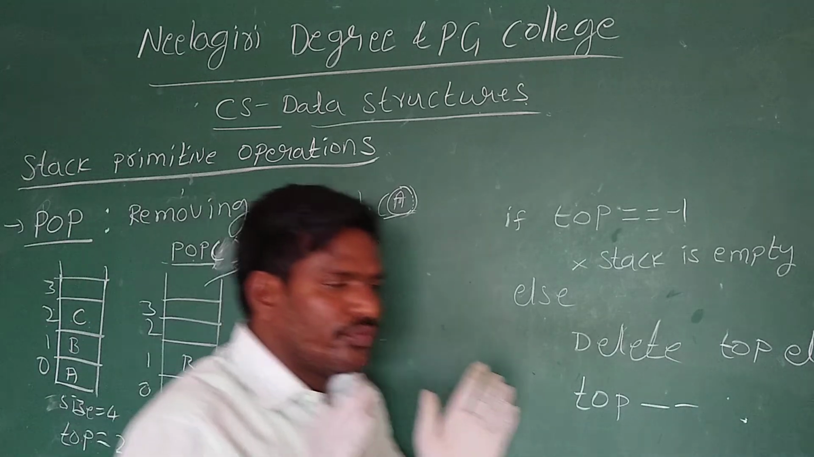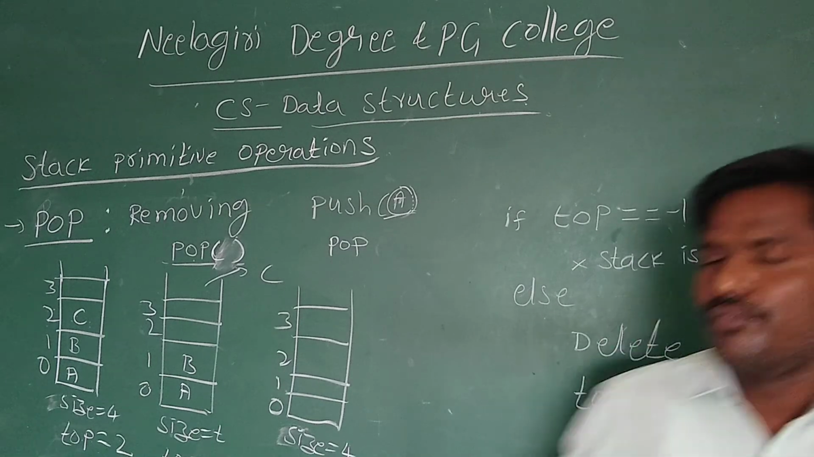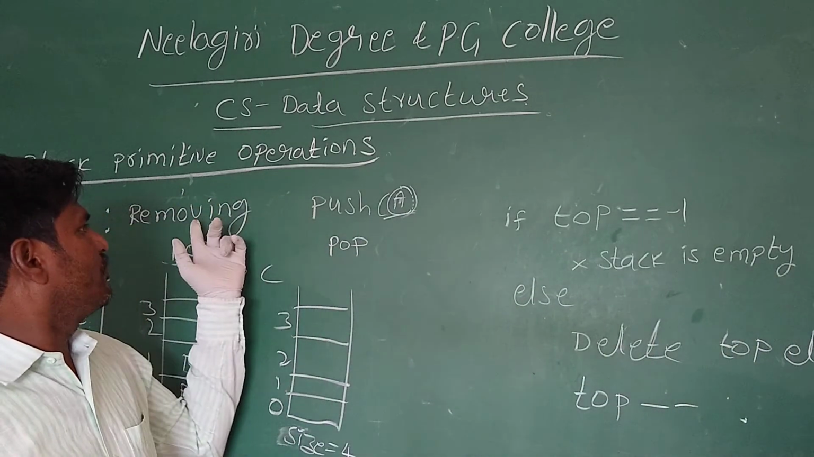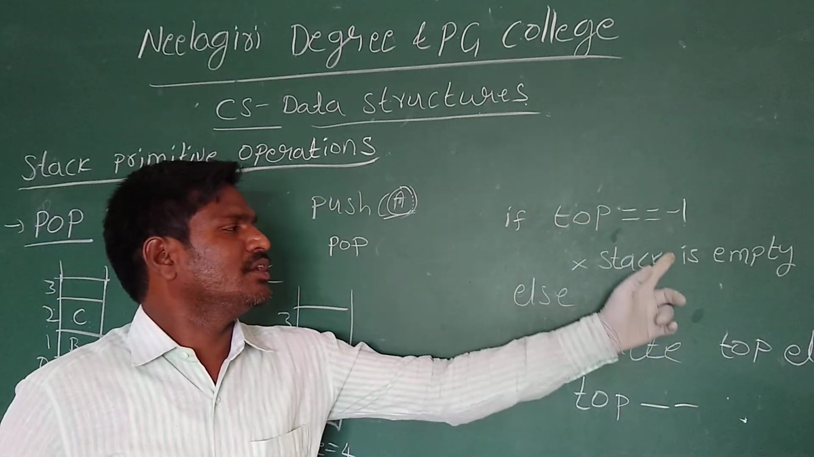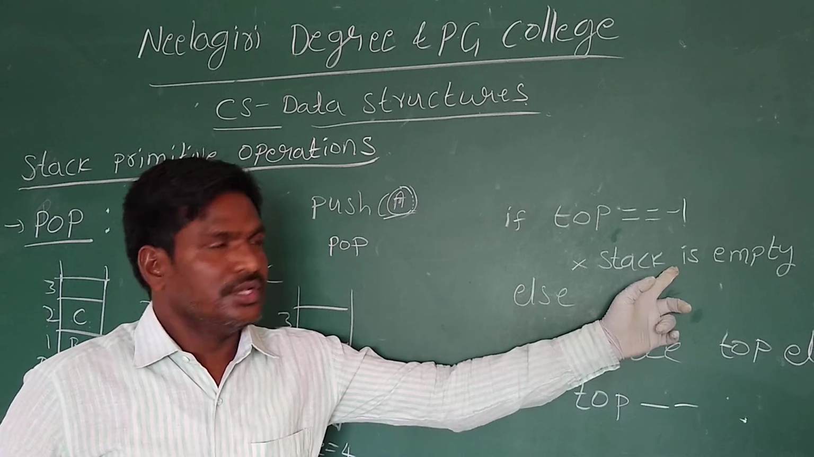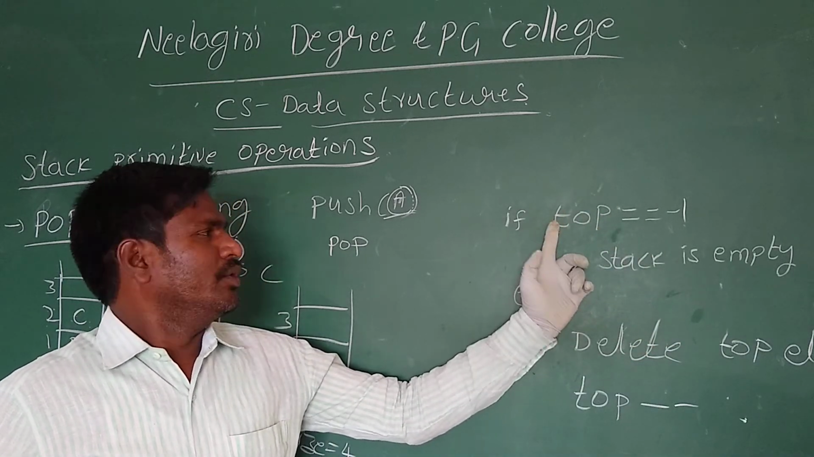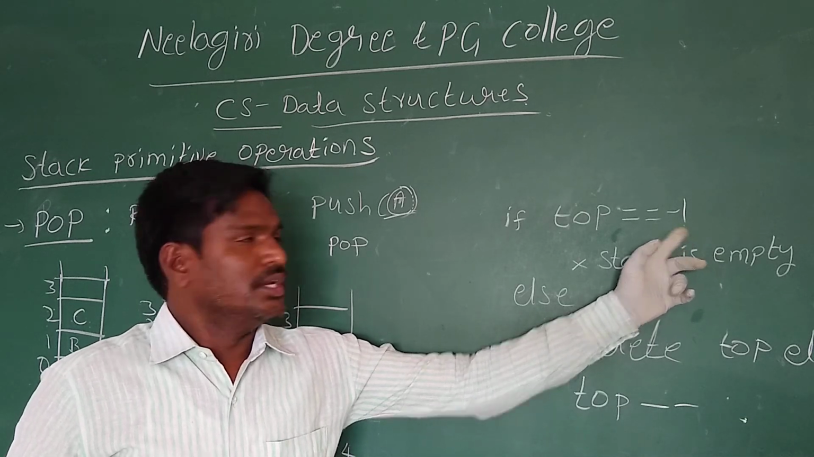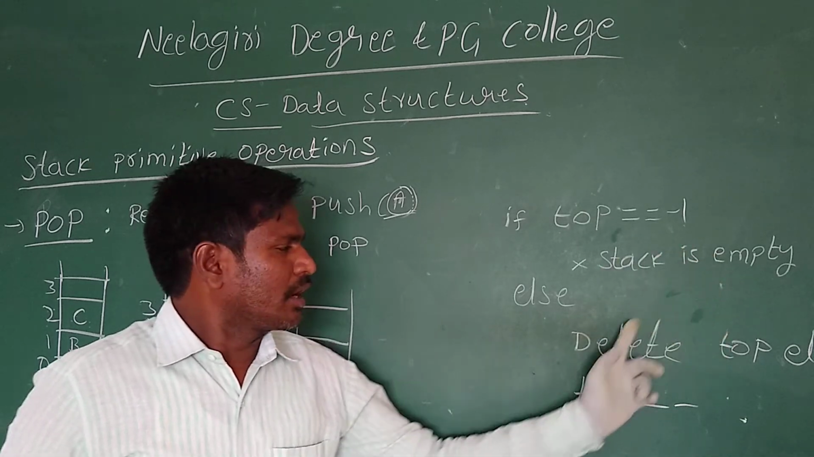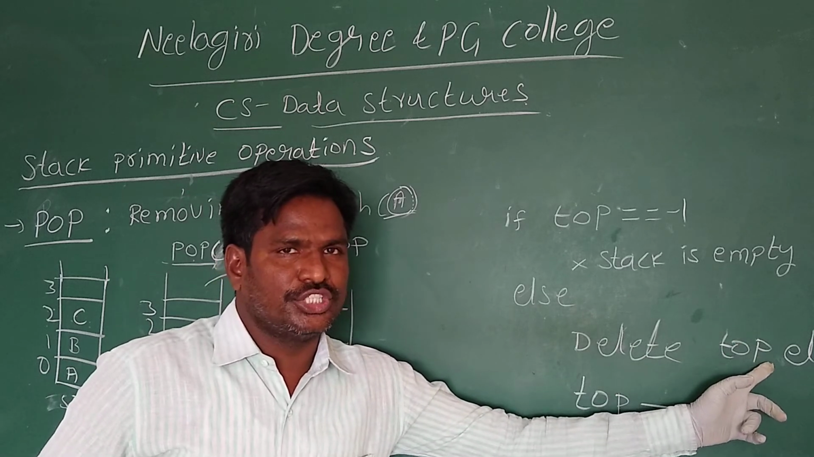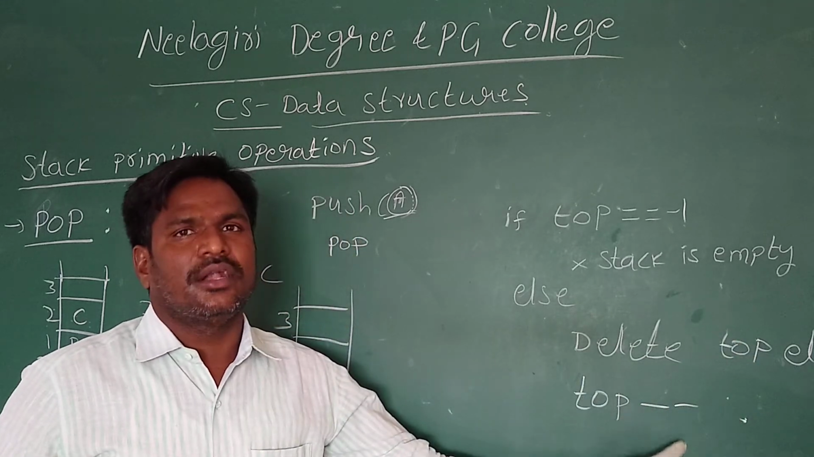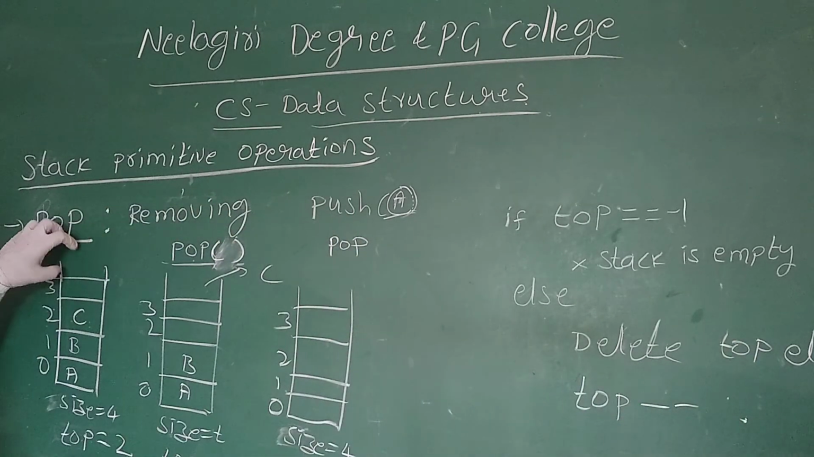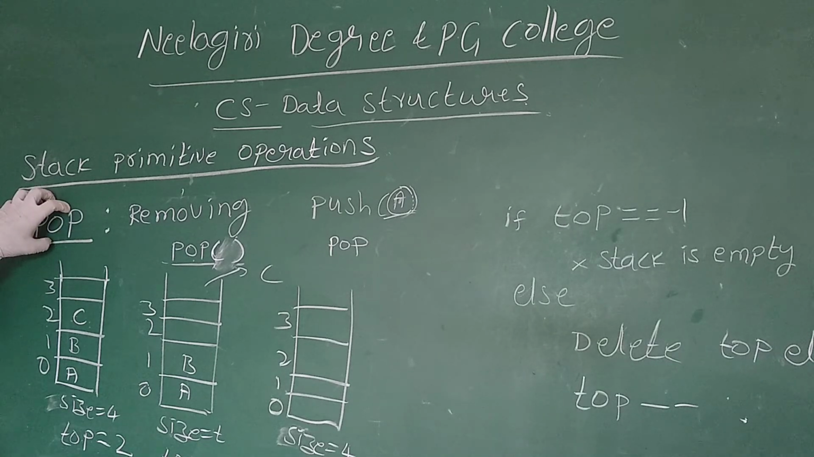Simply, before you perform the pop operation, we have to check whether the stack is empty. The stack is empty when top is equal to minus 1. If the stack is not empty, remove the element at the top position and decrement the top value. This is the pop operation. These are the primitive operations.